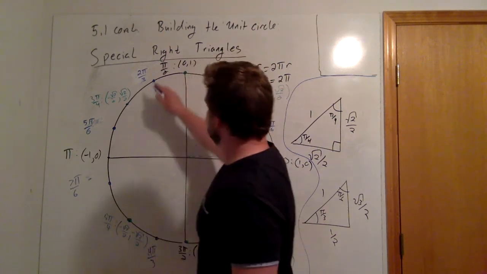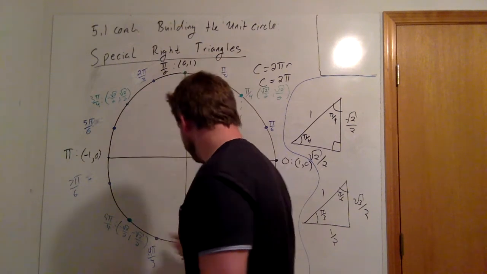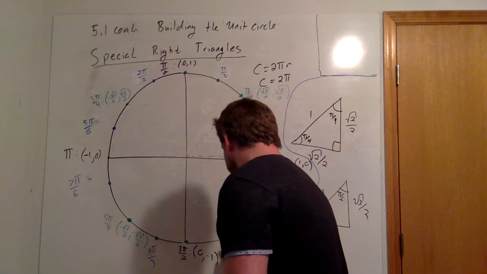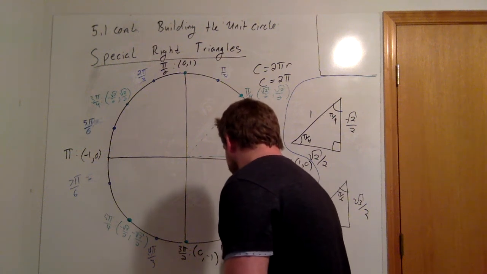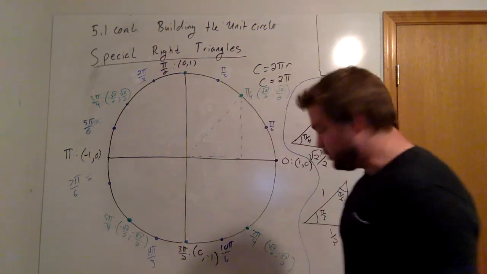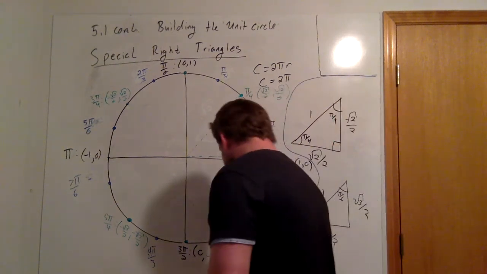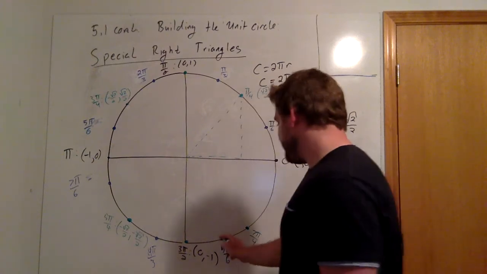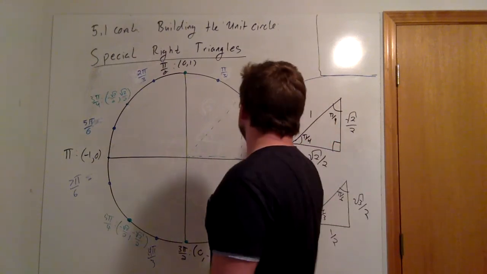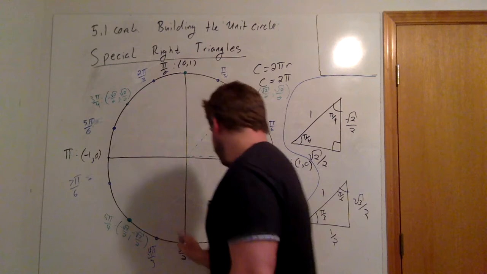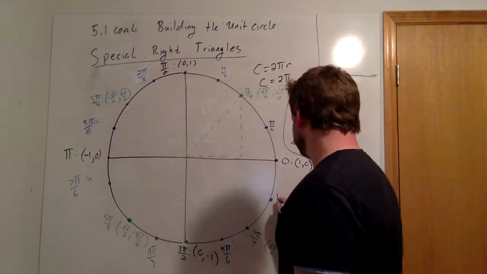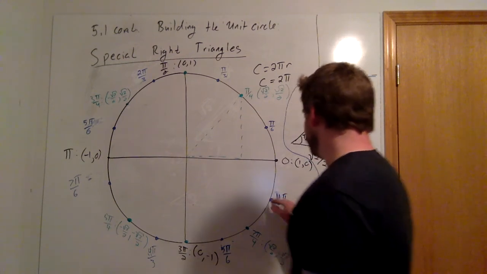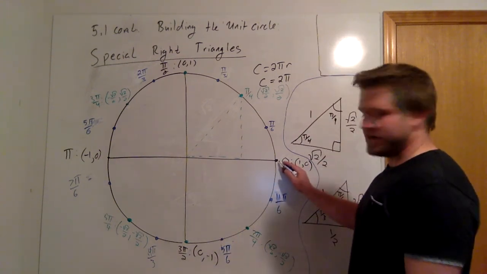So let's see, 1, 2, 3, 4, 5, 6, 7, 8. This will be 9 increments of pi over 6, 10 increments of pi over 6. So 10 pi over 6 will reduce to 5 pi over 3. So 5 pi over 3, and then 1, 2, 3, 4, 5, 6, 7, 8, 9, 10, so the 11 increments of pi over 6. And this would be 12 pi over 6, which gets us right back to 2 pi.